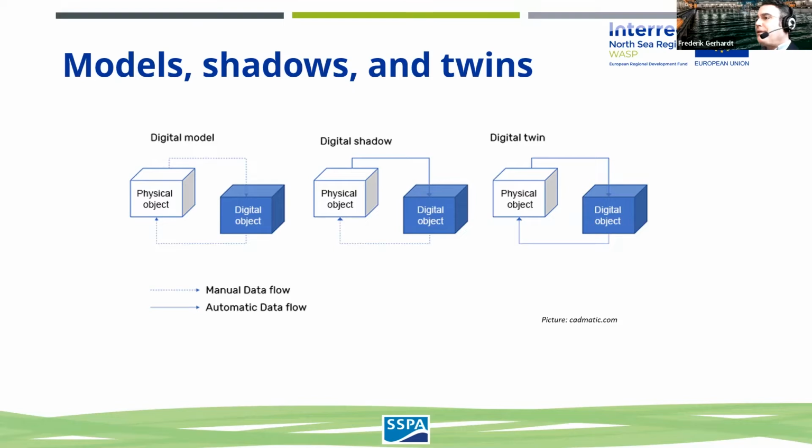And then in the middle, you've got something called a digital shadow, where the physical object feeds data to the digital counterpart automatically, but decisions are still made manually. The other data flow, the other direction, is manual. And then on the right, finally, you've got the real digital twin, where the data flow is fully automated and probably happens in real time or near real time. So this is one feature of a digital twin.